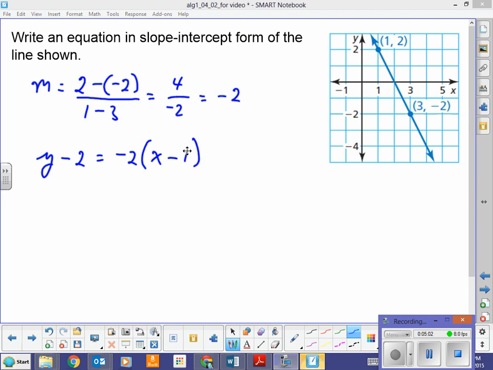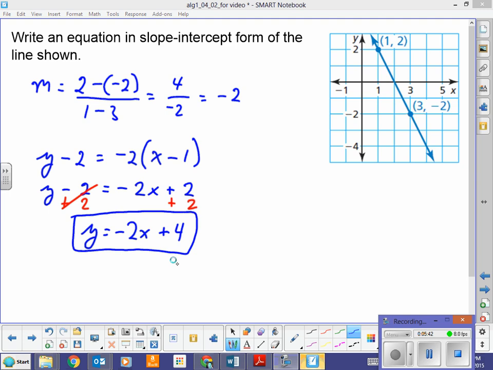Okay, so now it's in point-slope form, but we want to put it in slope-intercept form, which means I have to isolate the y. I have to add 2 to both sides, but I can't do that until I distribute on the right side first. So y minus 2 is equal to negative 2x. Negative 2 times negative 1 is positive 2. Now if I add 2 to both sides, giving me y equals negative 2x plus 4.